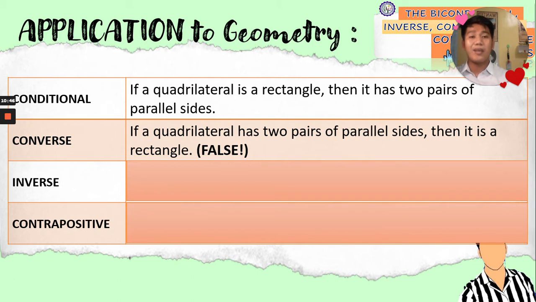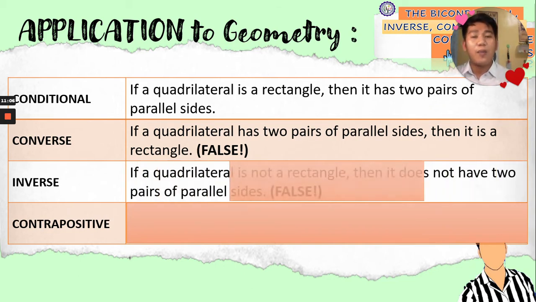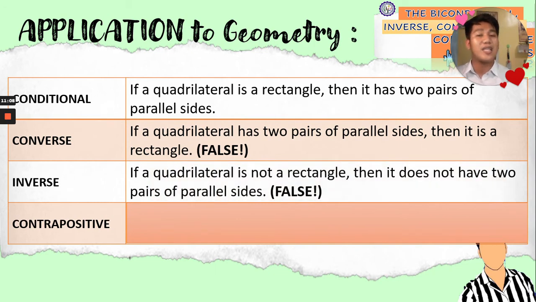No, it can be a square. Okay? What else? Two pairs of parallel sides. Parallelogram. Okay? See? So, it doesn't mean that a quadrilateral with two pairs of parallel sides is a rectangle. No. So, it is false. How about the inverse? If a quadrilateral is not a rectangle, then it does not have two pairs of parallel sides. Again, parallelogram. A parallelogram has two pairs of parallel sides.